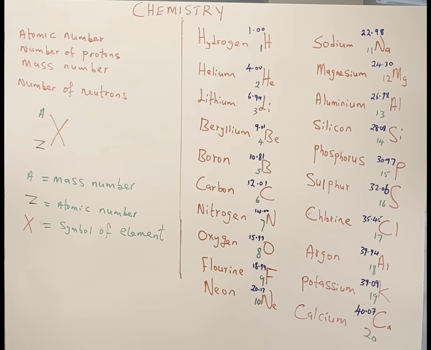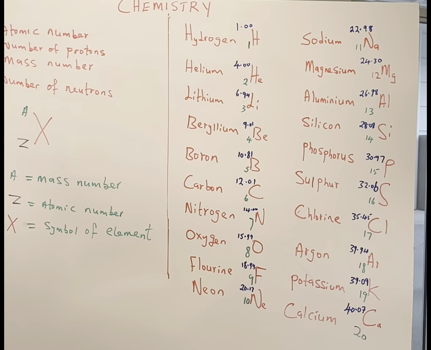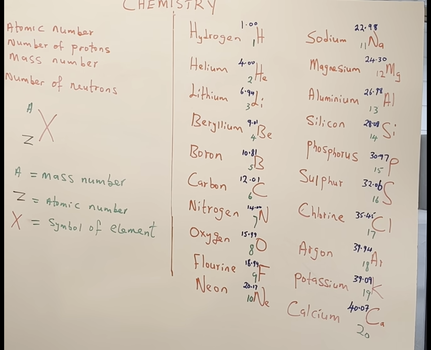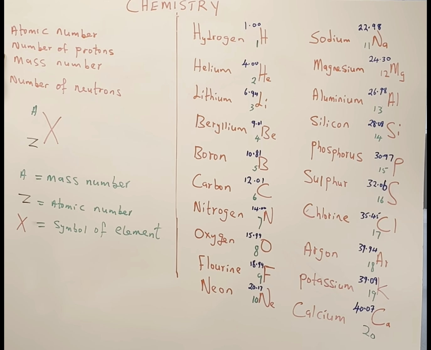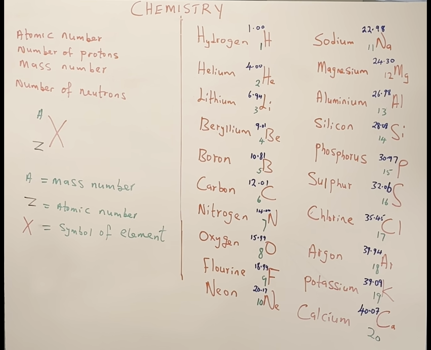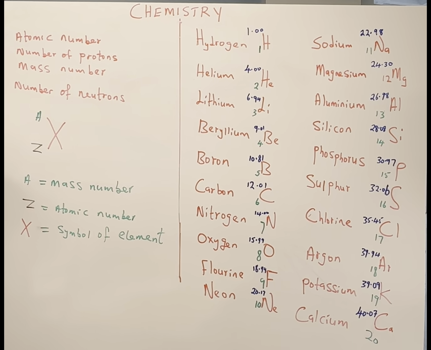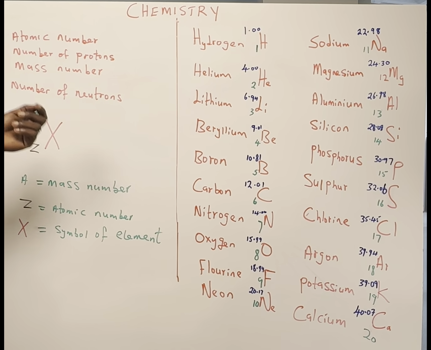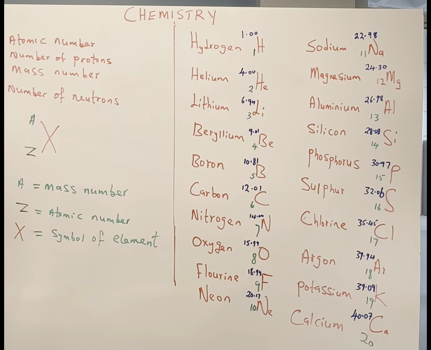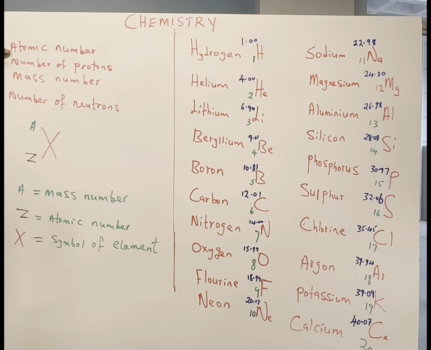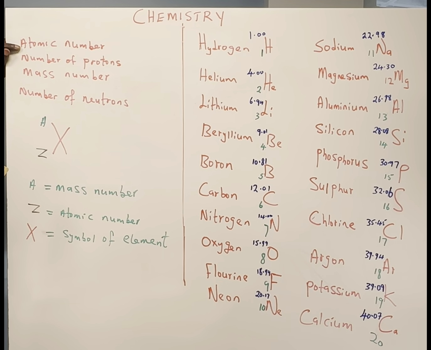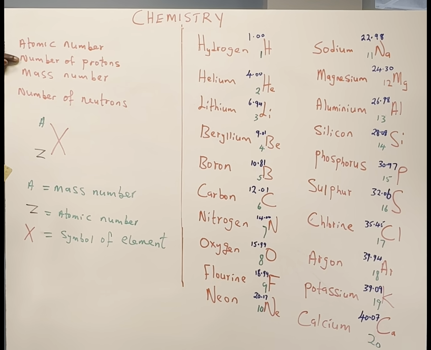Now, having identified the first 20 elements with their atomic numbers, what we're going to look at is how to identify the number of protons, the mass number, and the number of neutrons. As a recap, atomic number could be defined as the number of protons in the nucleus of an atom. What does it mean? It means that if you are able to identify the atomic number of any element, in the same vein, you also know the number of protons.